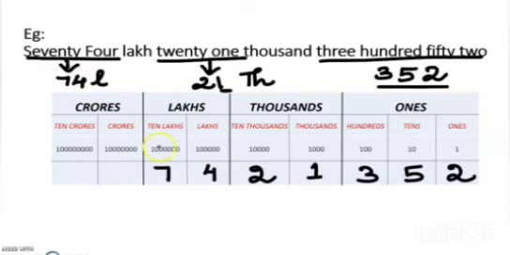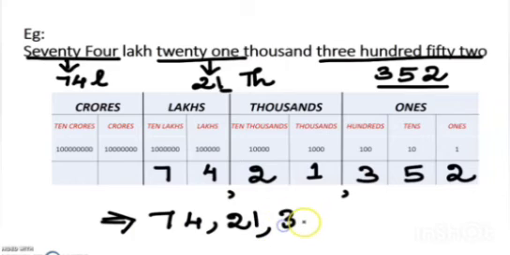Now let's separate these numbers using commas. First let's start from the ones period onwards. First separating the ones period, that is ones, tens, hundreds, put a comma. Then separating thousands and 10,000s, that is the thousands period, put a comma, and then we have the lakhs period. So this number can be written as 74,21,352.